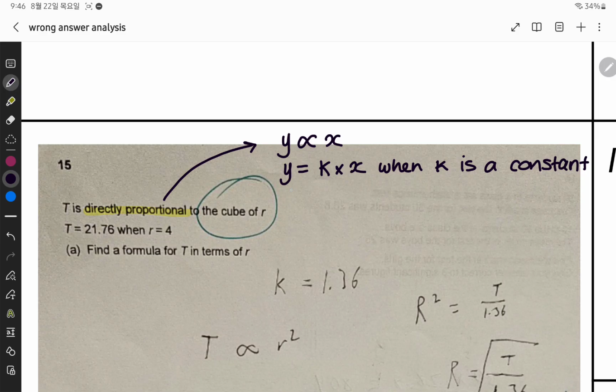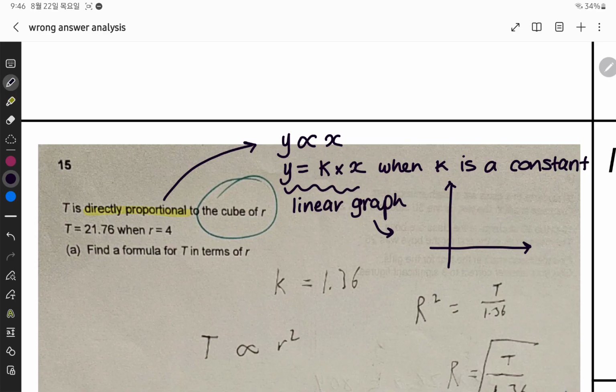Right? Which means, what is this? It's a linear graph. How do I draw that? Apparently, something that is directly proportional to another can be expressed in a linear graphical way, which means it's going to be like that. So this graph is going to be called y equals kx.